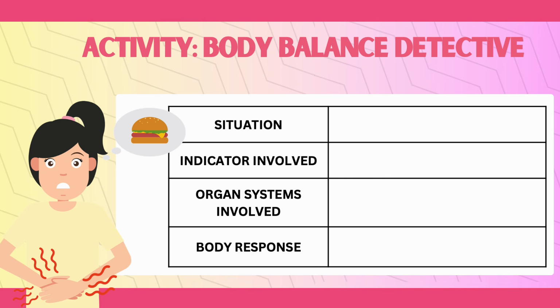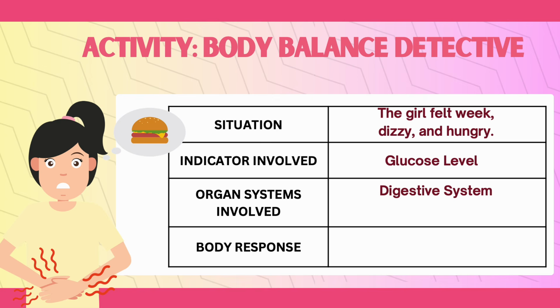In our second scenario, the girl feels weak, dizzy, and hungry. Which indicator might be involved? This situation points to glucose level. The digestive and the endocrine systems are involved. The feeling of hunger is one clue that the body needs to respond to a change in available blood glucose.